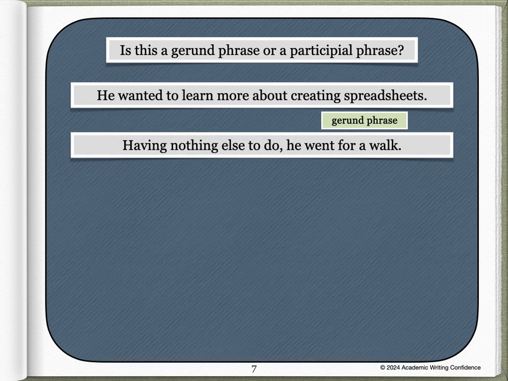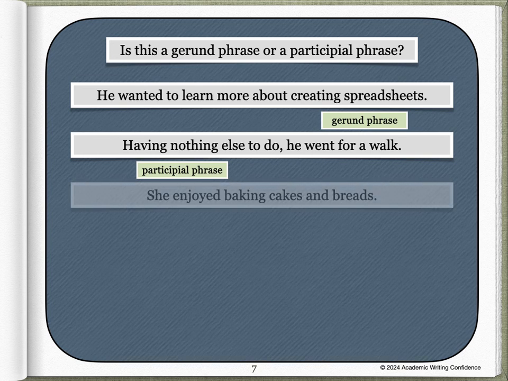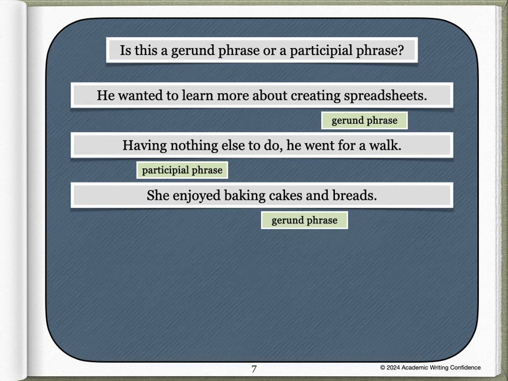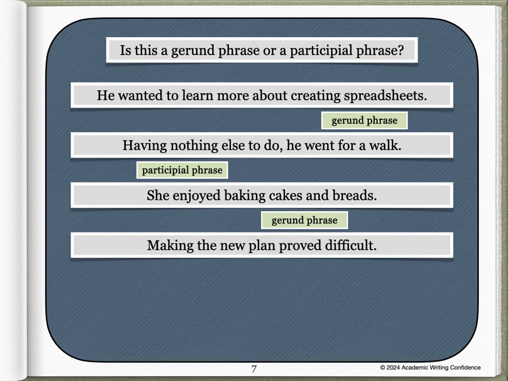Having nothing else to do, he went for a walk. This is a participial phrase. She enjoyed baking cakes and breads. This is a gerund phrase. Making the new plan proved difficult. This is a gerund phrase.